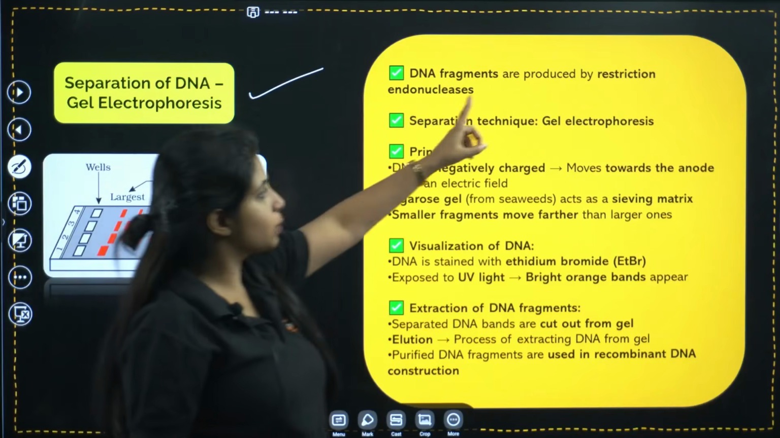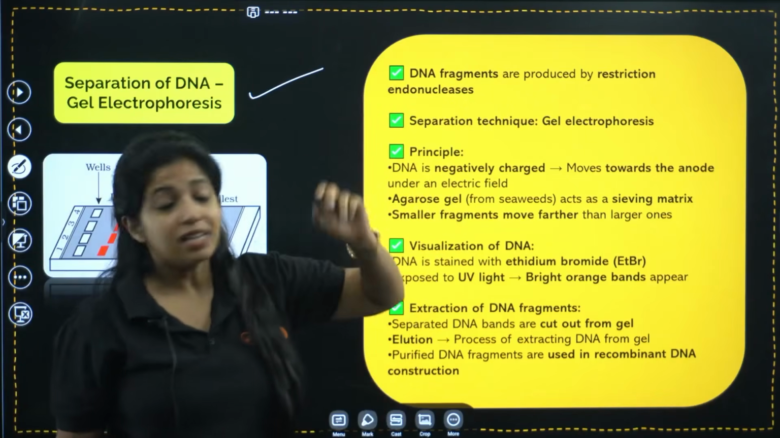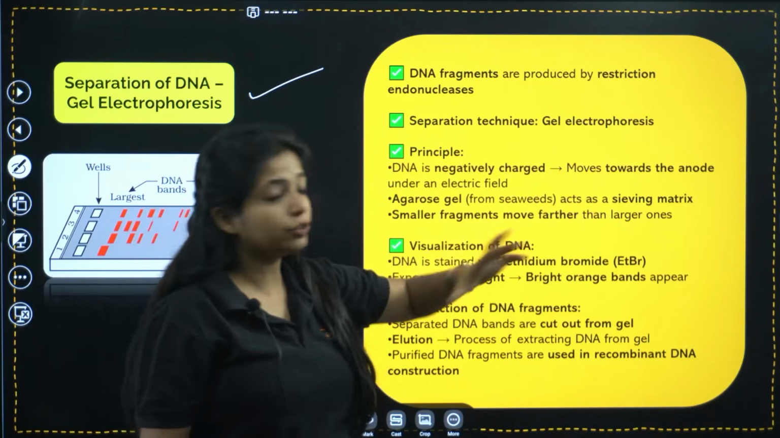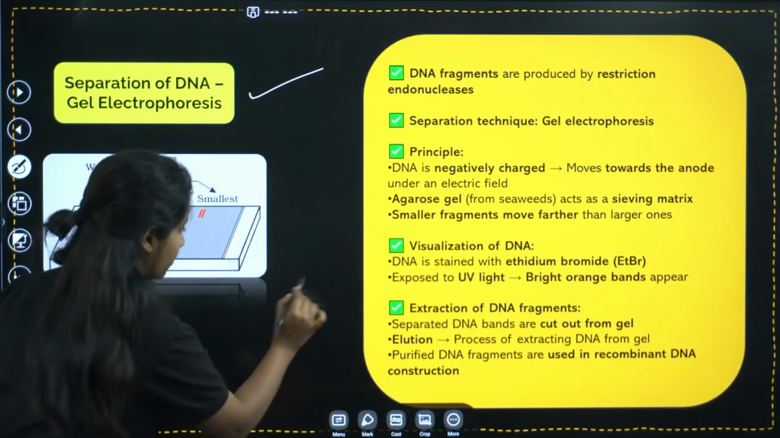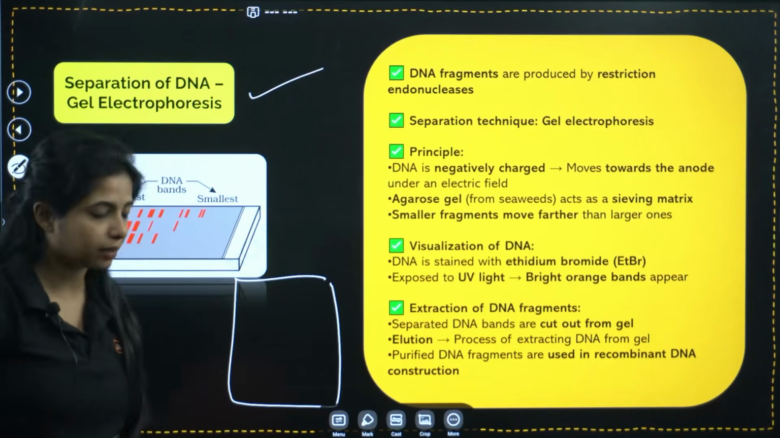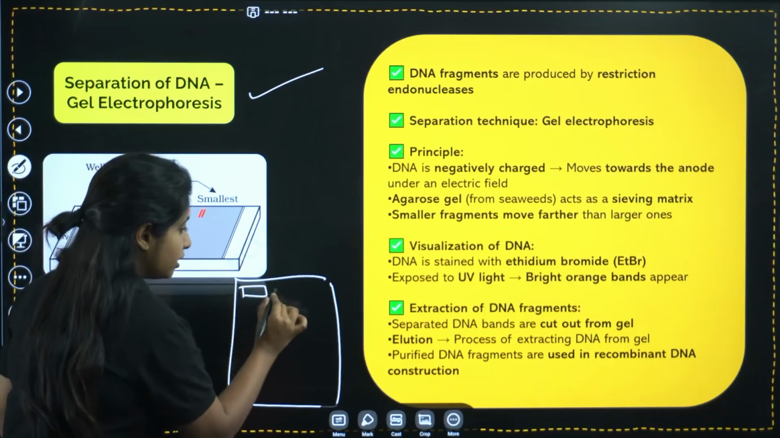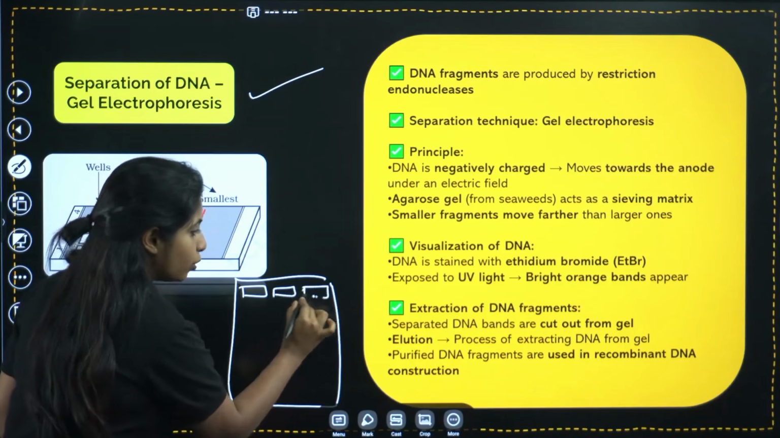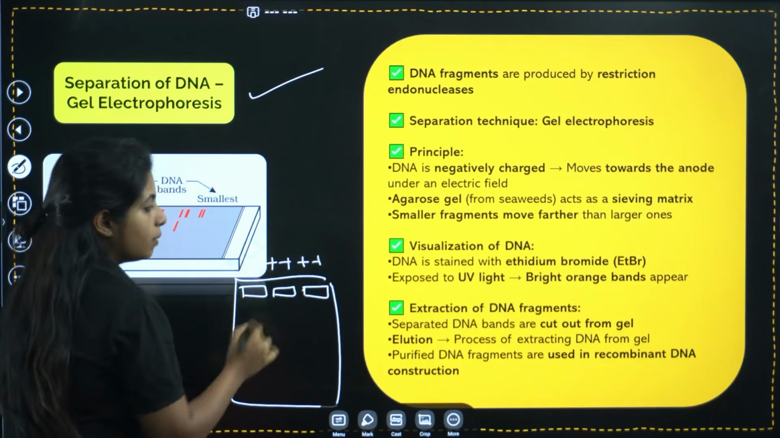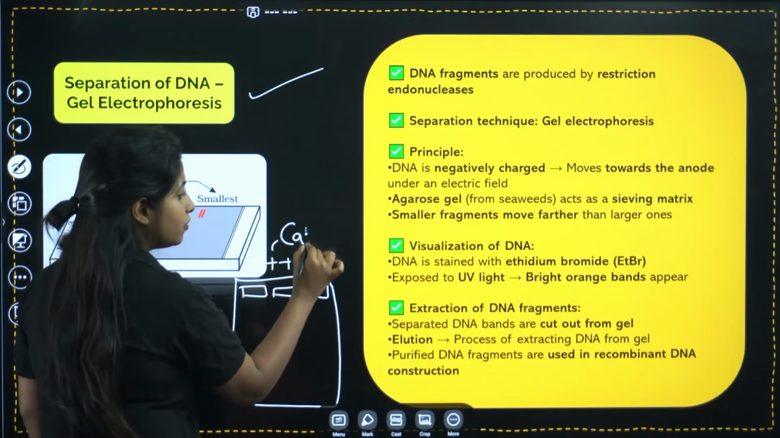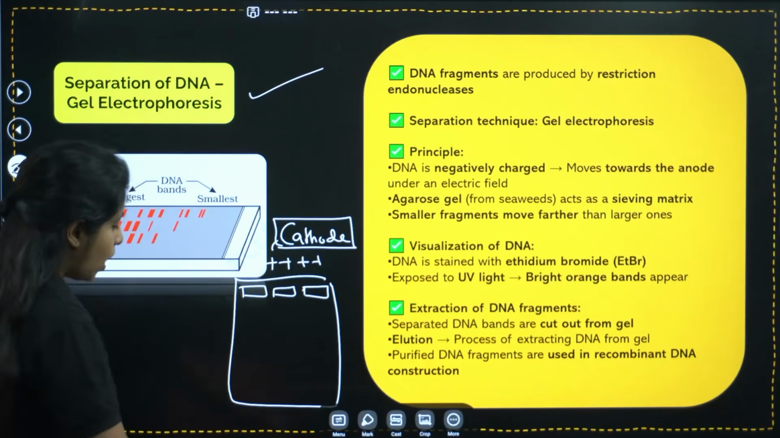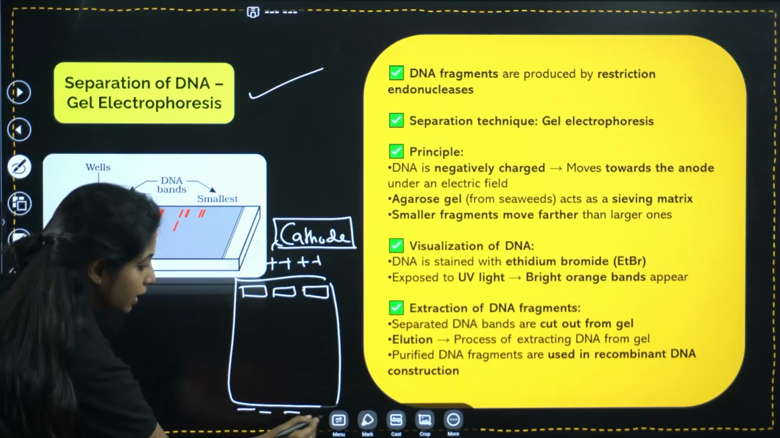So DNA fragments are produced by restriction endonucleases, you got it. The separation technique is gel electrophoresis. Here, DNA is negatively charged and moves towards the anode. So there's a very clear funda. This is your chamber where electrophoresis is going to happen. These are the wells where you are going to put the DNA which you want to separate. On this side of the well, you have the positive charge, and on the other side, my dear children, you have the negative charge.